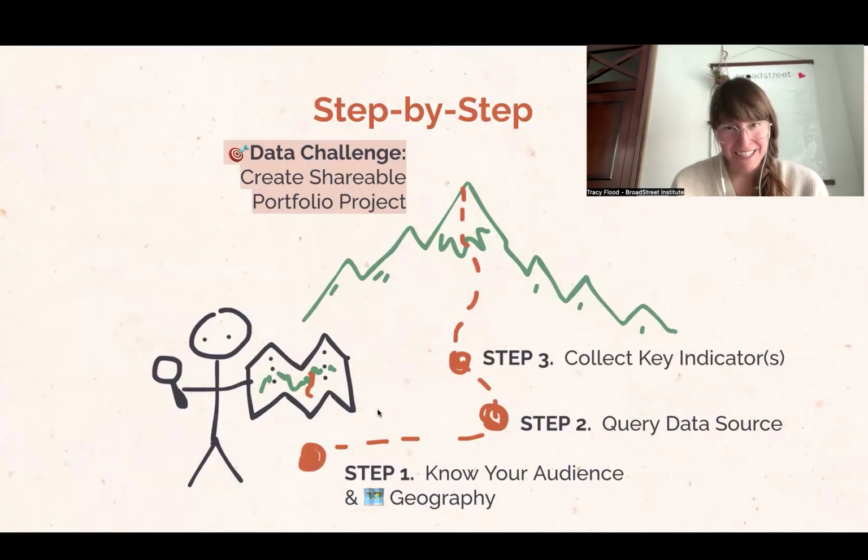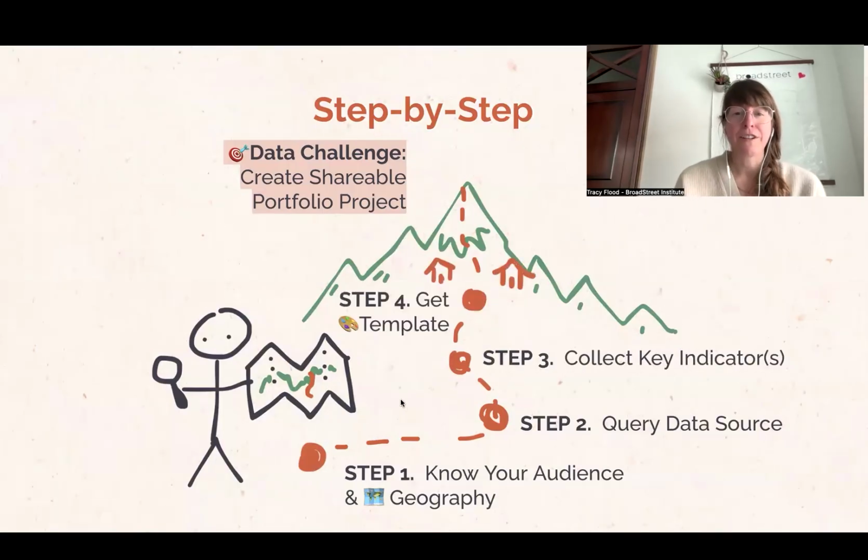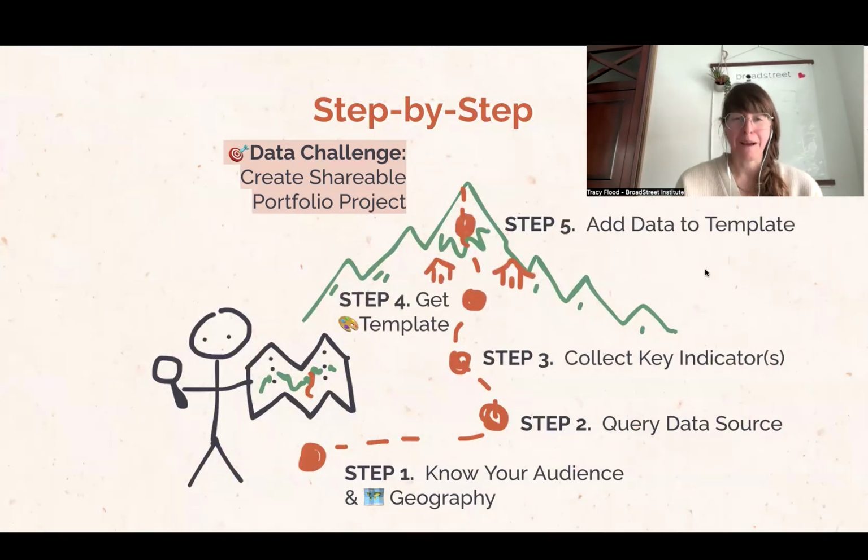Collect the key indicators if we're able to find them at our geography of interest, and then grab the template. If you're creating your own template, it's helpful to know what data exists out there as you're creating the templates and go through an iterative process of making sure the templates and the data match. There's 2 different base camps here, one for each portfolio project. And then finally, you're going to add data to the templates.